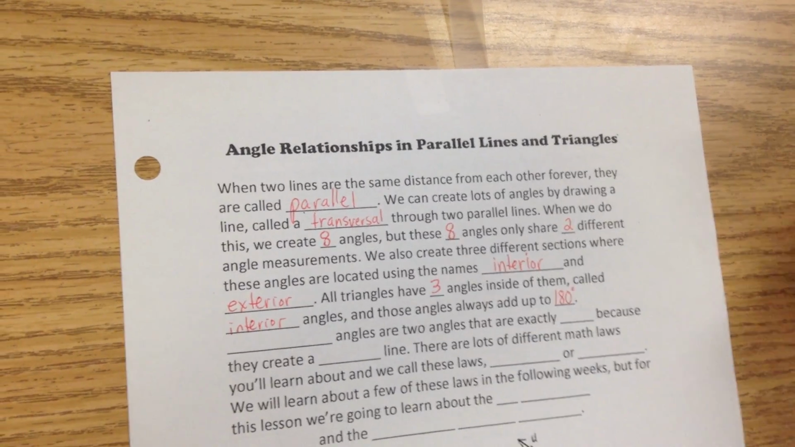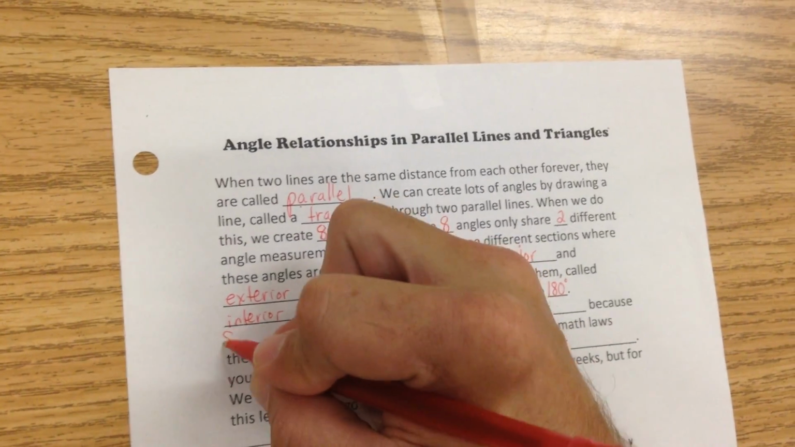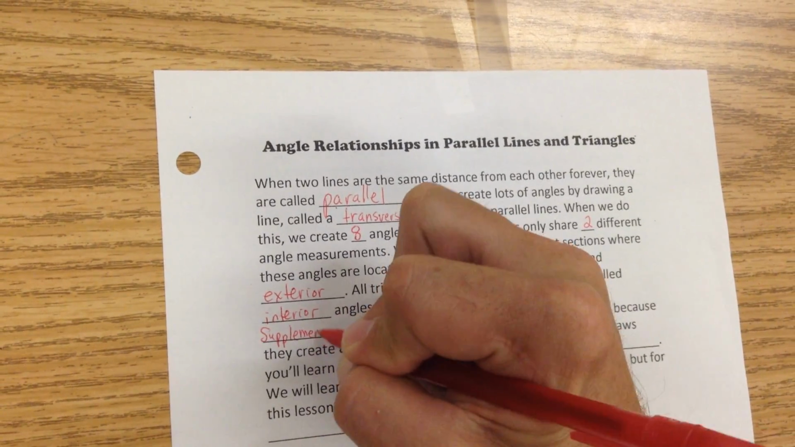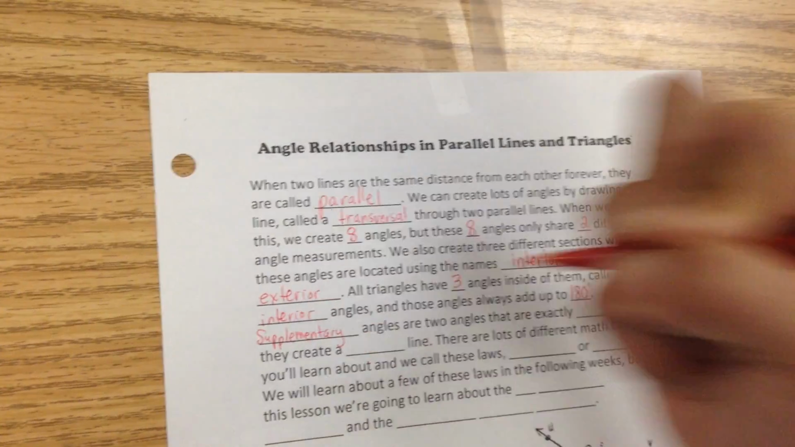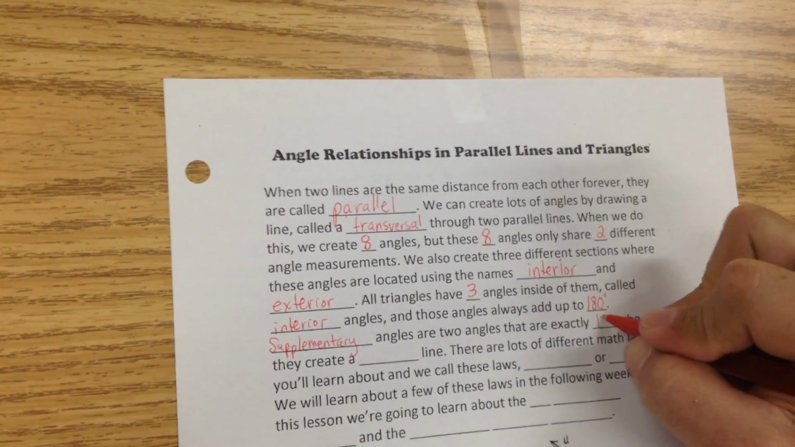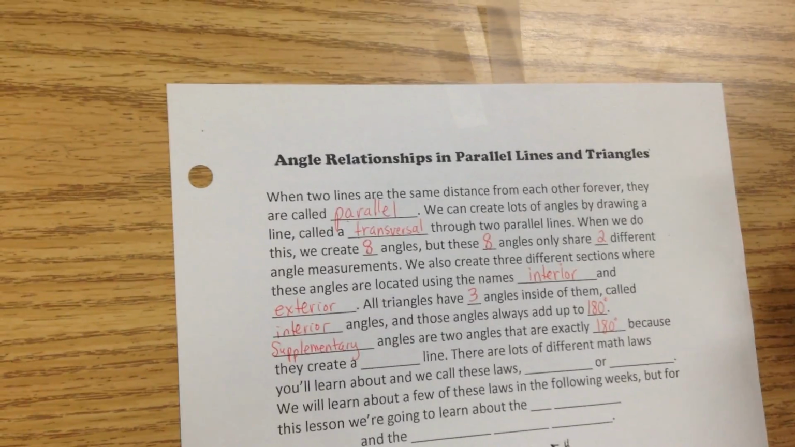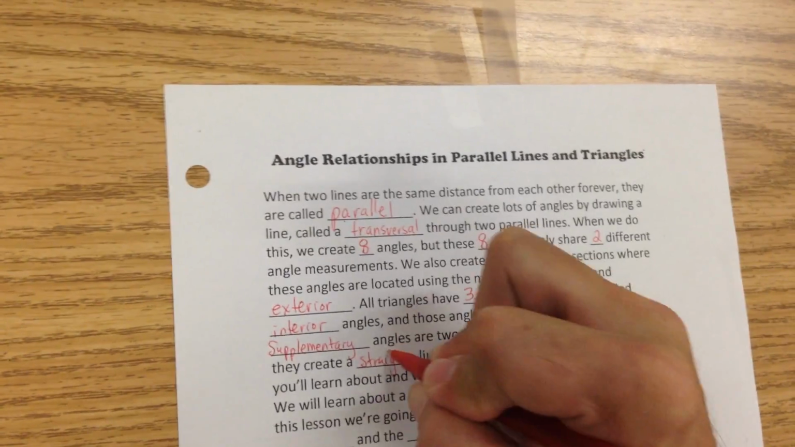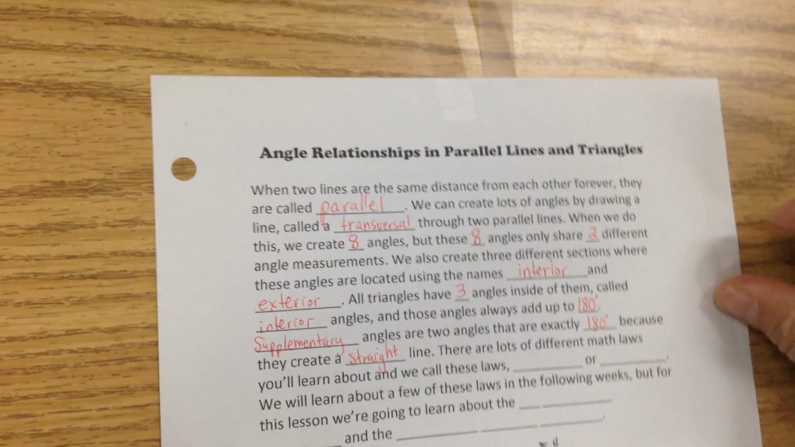Okay. Next, we're going to talk about supplementary angles. Supplementary angles are 2 angles that are exactly 180 degrees when put together, because what they do is they create a straight line. Okay?